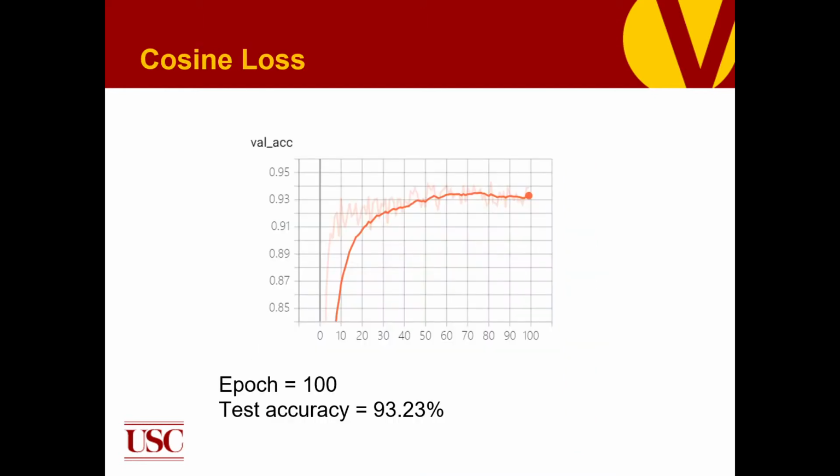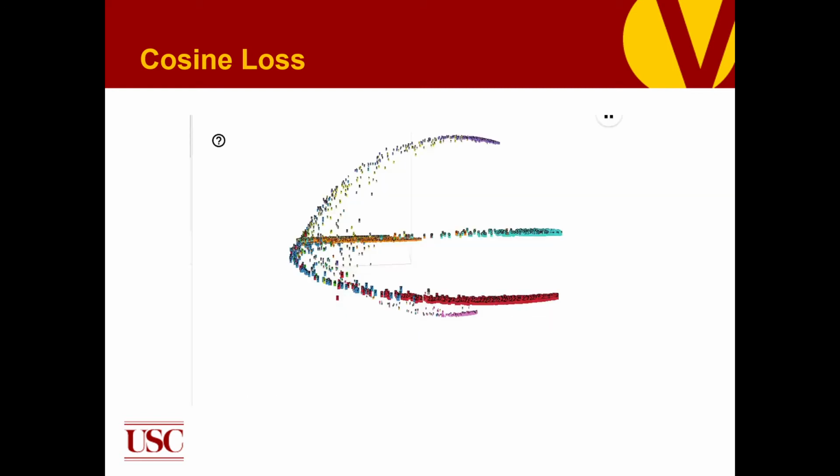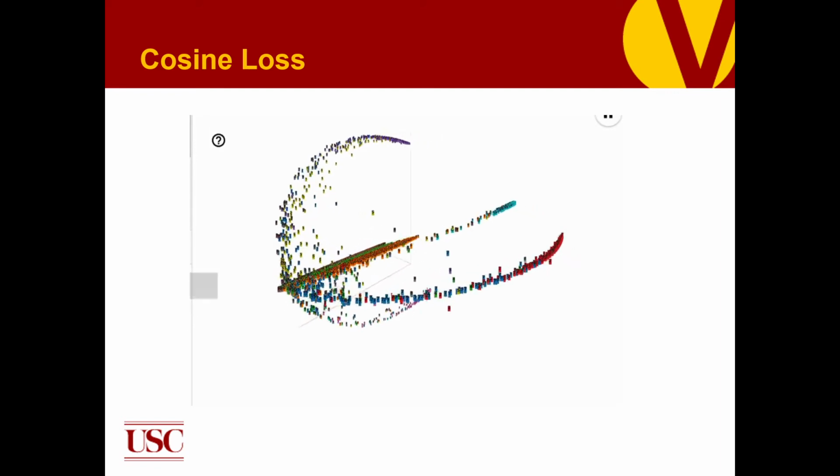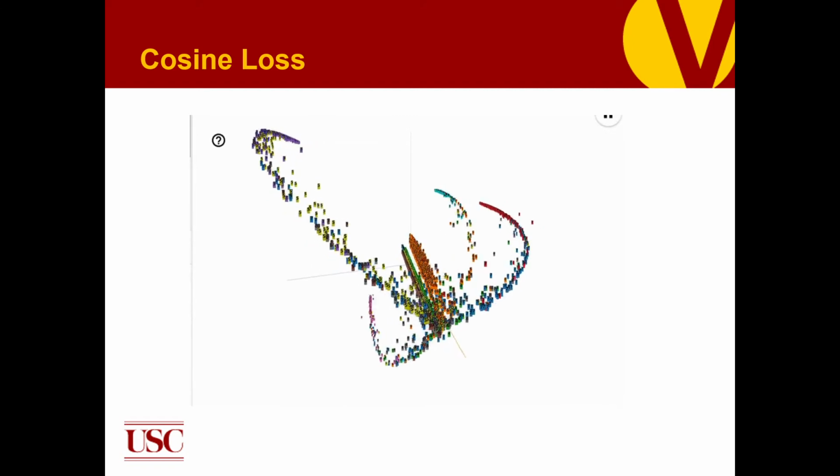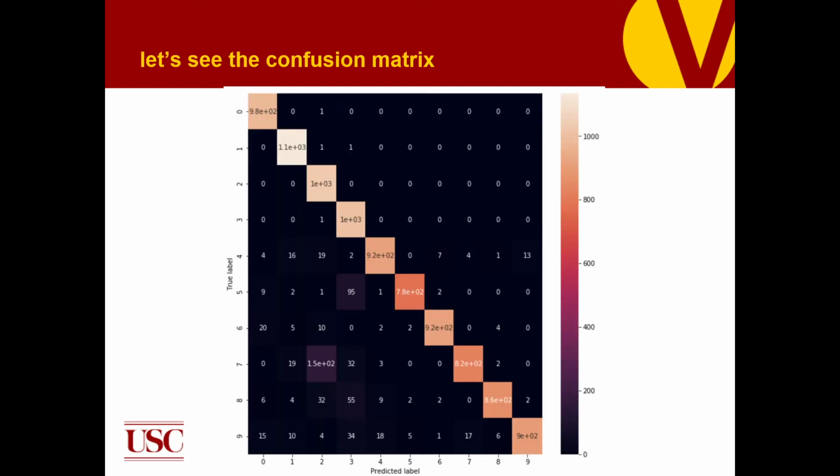The next one is cosine loss. We also trained it for 100 epochs and the test accuracy is 93.23%. The performance of cosine loss is similar to ArcFace loss because they both use the angle parameter. The confusion matrix of cosine loss is also similar to ArcFace loss. There is also a large amount of number 7 misclassified as number 2.